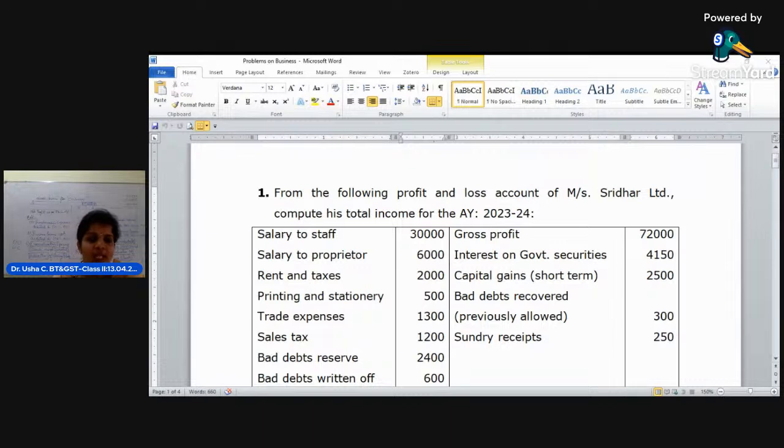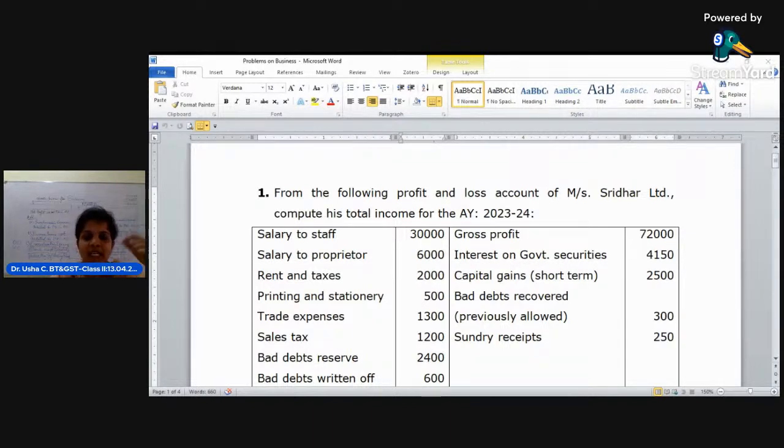Once you go through the admissible and inadmissible expenses, which are available in the study material, or you can look into any textbook for it, you will get to know about them. Now I'll tell you what are all the admissible expenses in this problem.